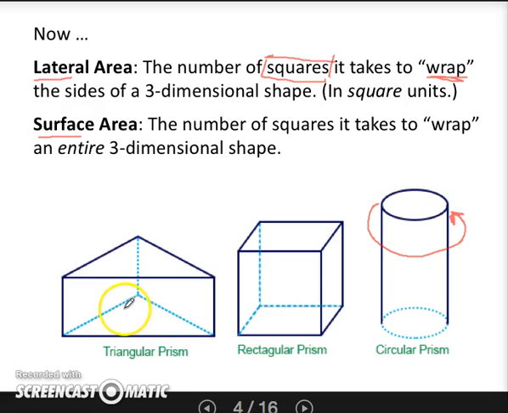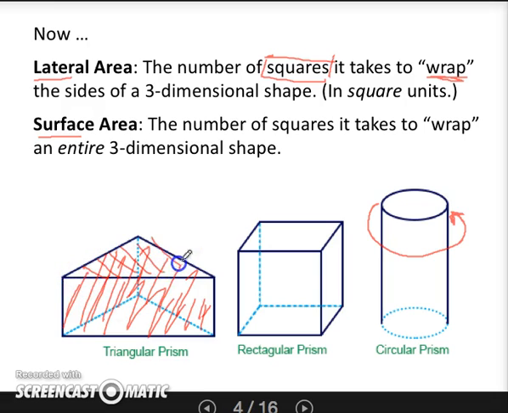That's the idea. So the only difference between lateral area and surface area is that lateral area only takes into account the lateral faces. It goes around the three sides, for example, of this triangular prism. But surface area also adds on the area of the two bases. So surface area is more like we're wrapping a package. We have to cover up all the faces, whereas lateral area is more like putting a label on a can.